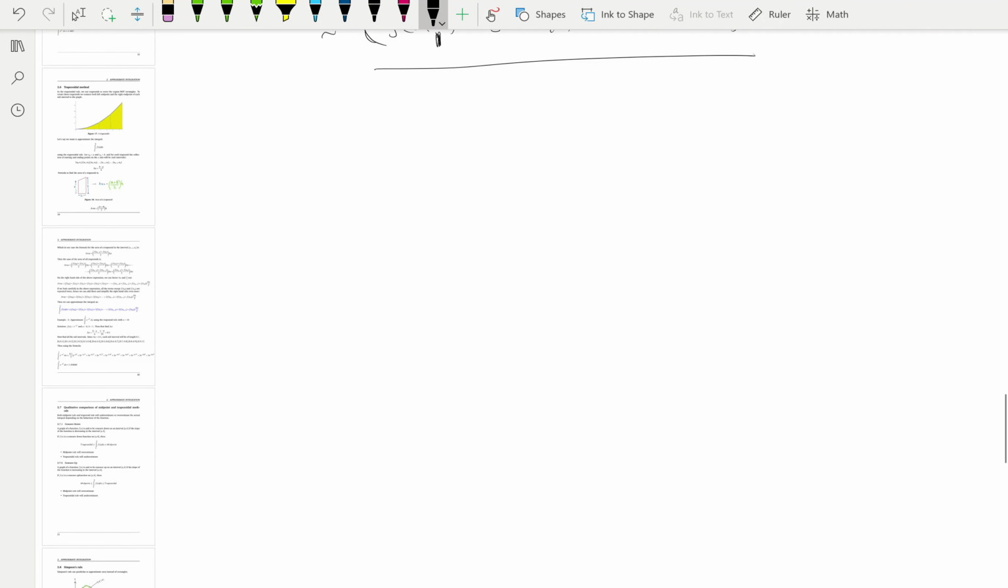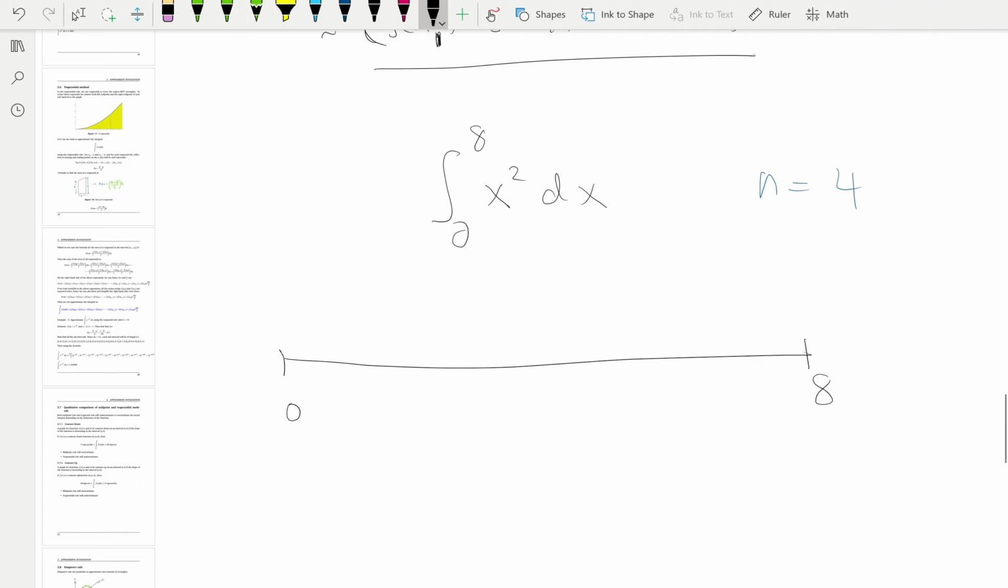Let's start with a very simple example. Let's say you want to approximate the integral of x square going from 0 to 8 using the midpoint method using 4 rectangles. Where do we start? First, mark that big interval. It's going from 0 to 8.